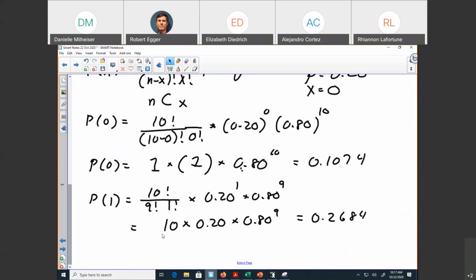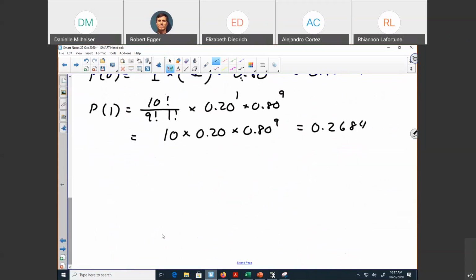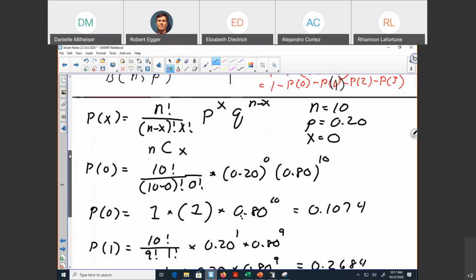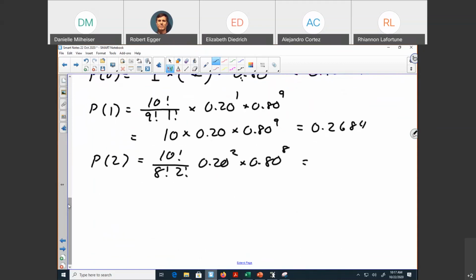And if you go on by hand, you'd find that the probability of having two of them would be 10 factorial over 8 factorial times 2 factorial, times 0.20 squared, times 0.80 to the 8th. Again, just plugging in the values for p, q, and the x's. And that's 0.3020.